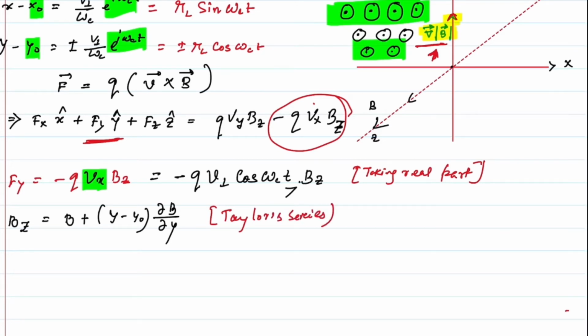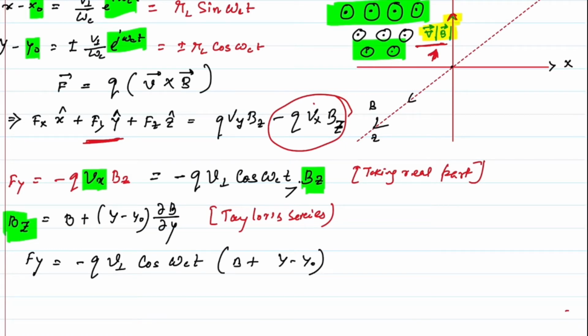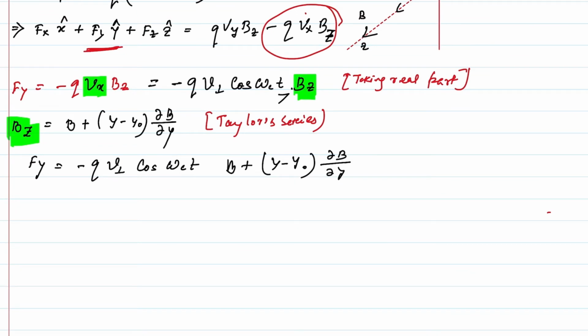Okay, now let us use this Bz here, then we will get F of y is equal to minus q v perpendicular cos omega c t, then B plus y minus y naught into del B by del y. So here del B by del y, let us use this curl bracket here.